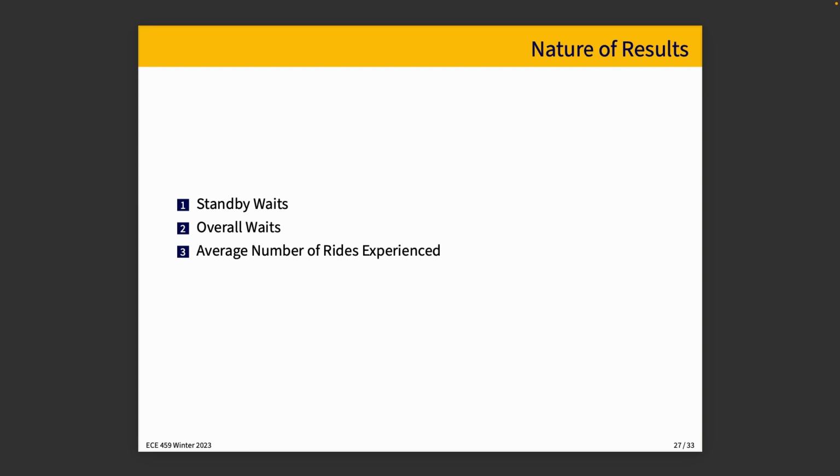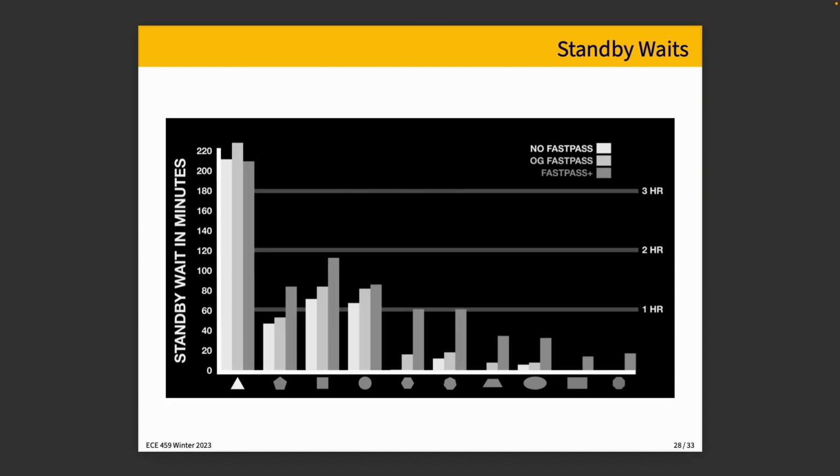Okay, so let's break down results into 3 categories. They are, number 1, standby waits, number 2, overall waits, and number 3, average number of rides experienced. So let's look through those results. Standby waits do increase using the Fastpass system, but that's not super surprising. If some people can cut in line, that obviously helps them, but it delays everybody else. The Fastpass Plus approach increases the wait times on every ride except the most popular one, and even then it's just a small decrease. But it often increases waits by a significant amount in the other places.